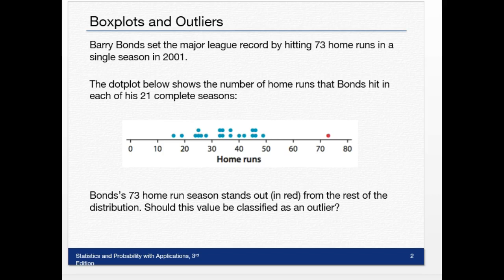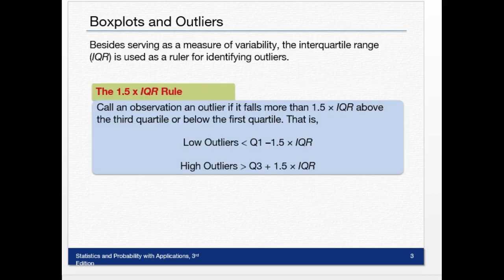It sure appears that way because there's a gap, but there is a way to know for sure if it's an outlier, so we're first going to look at that. Besides serving as a measure of variability, the interquartile range, remember we've talked about this before, is Q3 minus Q1, and it is used as a ruler for identifying outliers.